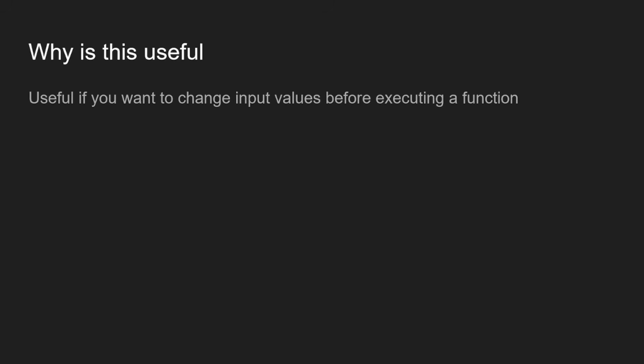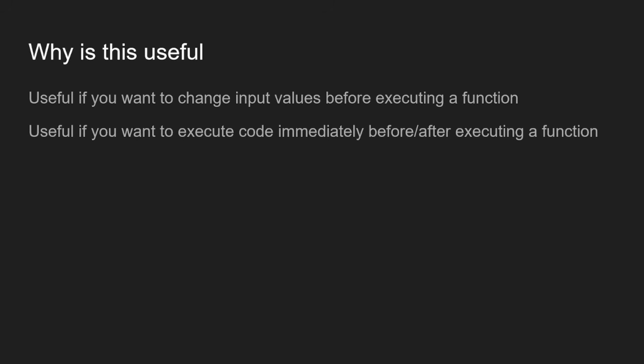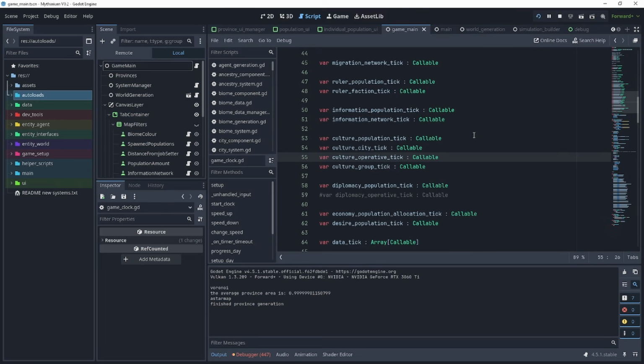Why is this useful? It's useful if you want to change any input values before executing a function. It's also useful if you want to execute code immediately before or after executing a function. Rather than explain it in a complicated way, I'm just going to show you something that I have made using callables. So this is a project I'm working on. I've worked on quite a lot. My strategy game project. It's running right now.